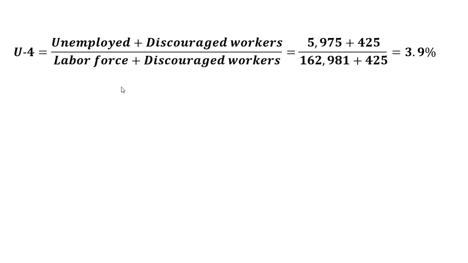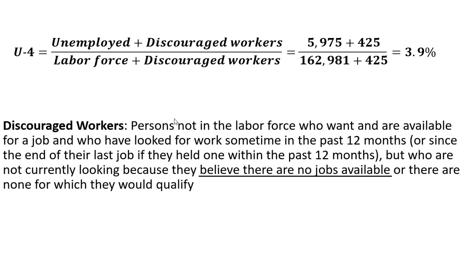U4 measure of unemployment. We're going to take the number of unemployed and add to it discouraged workers. And what is a discouraged worker? Persons not in the labor force, but who want and are available for a job, and who have looked for a job sometime in the past 12 months, or since the end of their last job if they held one within the past 12 months, but who are not currently looking because they believe there are no jobs available or there are none for which they would qualify. So discouraged workers in our official unemployment measure are not considered unemployed because they haven't made a recent attempt at trying to find a job.